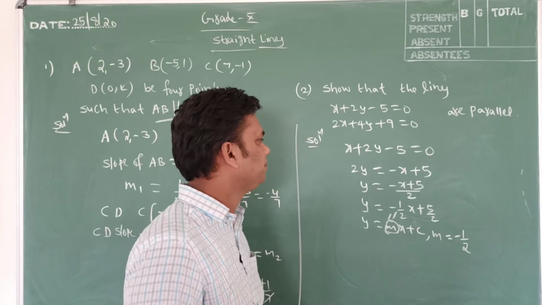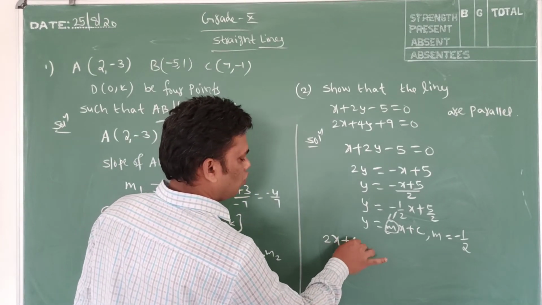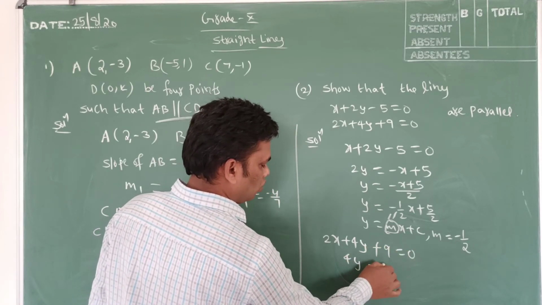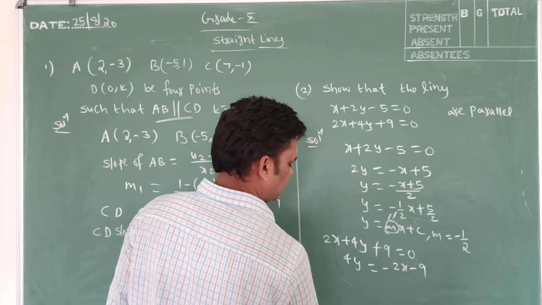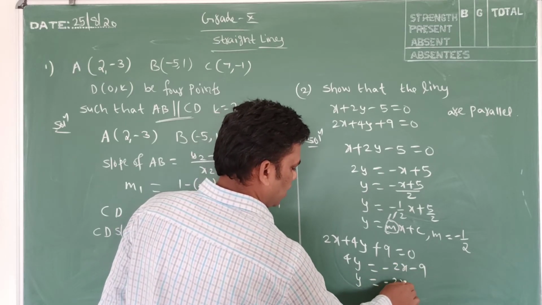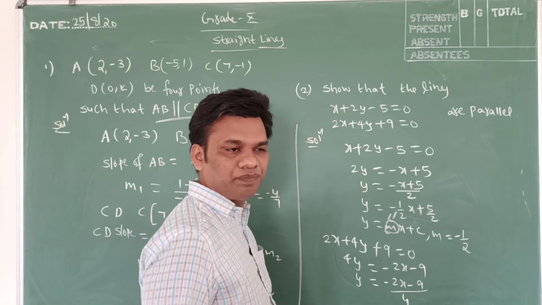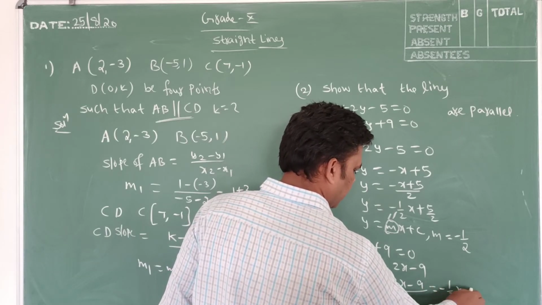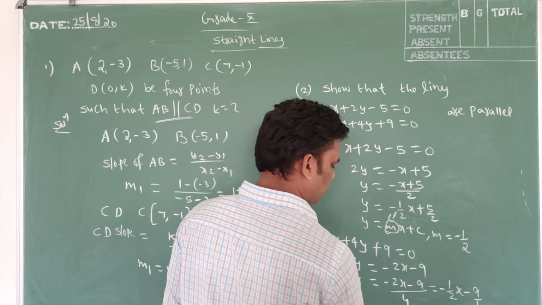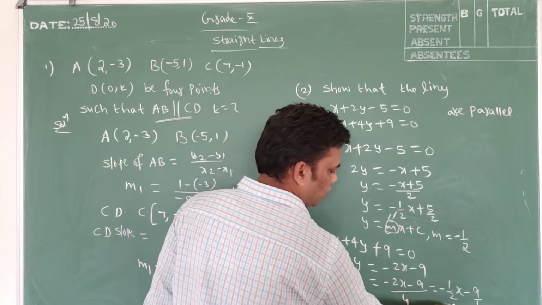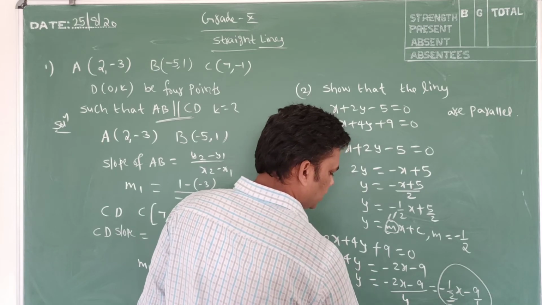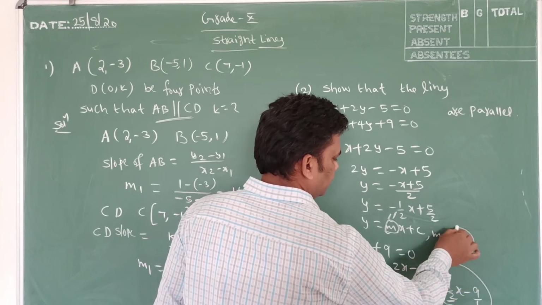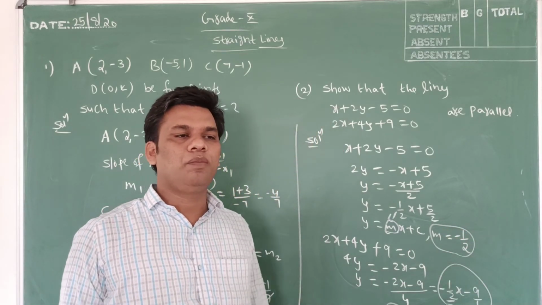Now see the second equation, 2x plus 4y plus 9 is equal to 0. Means 4y is equal to minus 2x minus 9. y is equal to minus 2x minus 9 upon 4. That is minus 2x upon 4, which means minus 1 upon 2 x minus 9 upon 4. Comparing with y equals mx plus c, the slope value is minus 1 upon 2. Here also the slope is minus 1 upon 2.